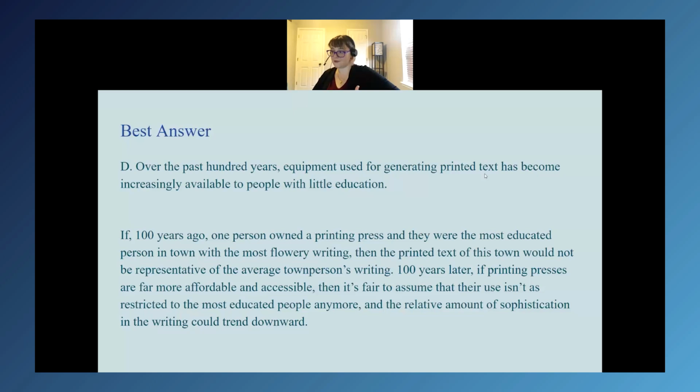So if 100 years ago, this one person is the only person printing out writing, and they use sophisticated writing, then the printed text would not be representative of the average town person's writing, because the average town person doesn't have access to this material. But later, as the equipment becomes more readily available to people with little education, we're moving closer to the median level of writing that everyone would do, and not necessarily an elite level of writing, because only the elites have access to this technology.